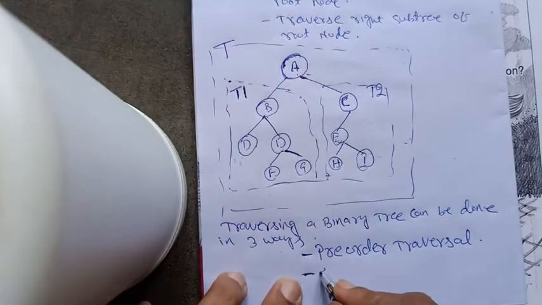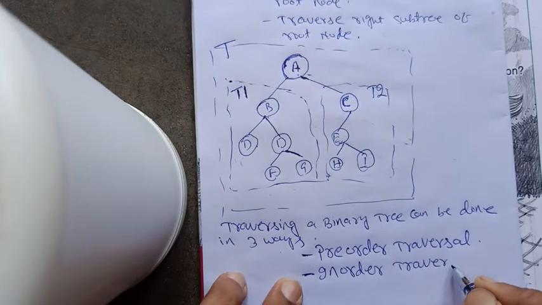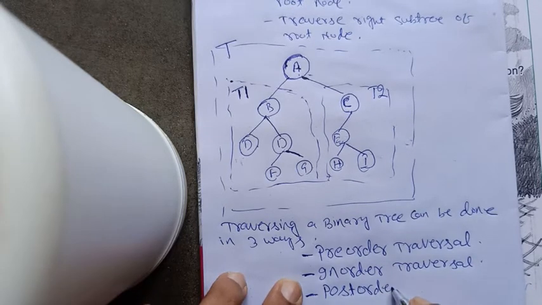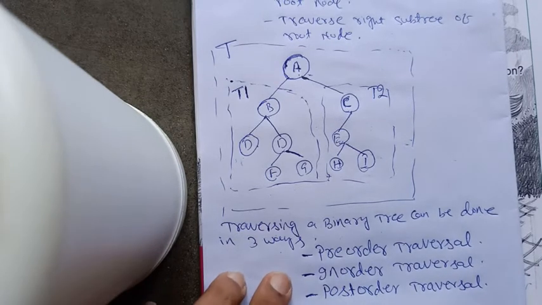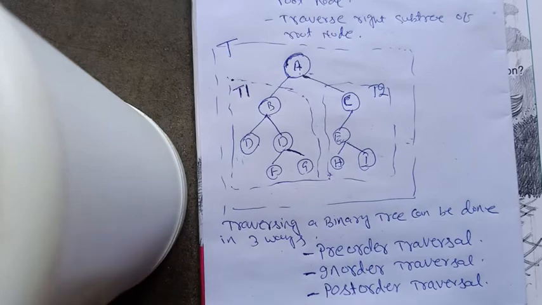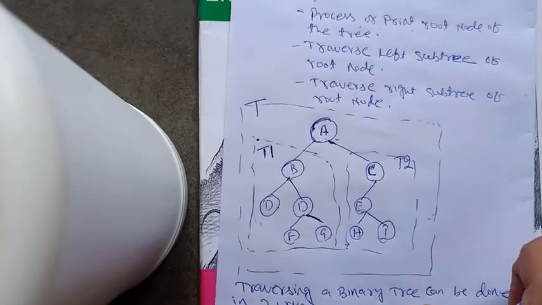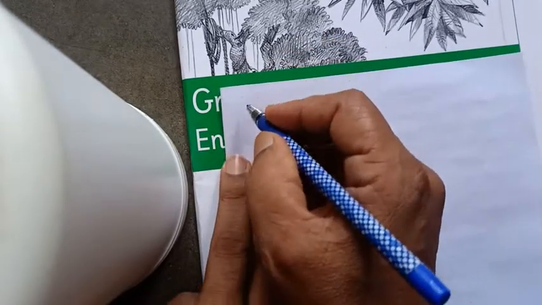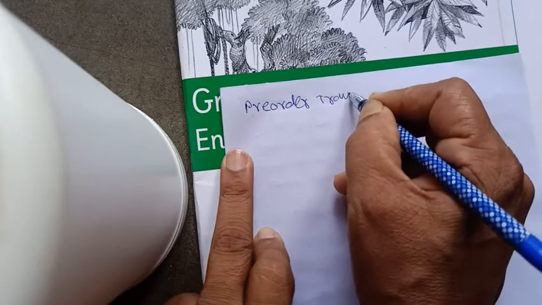Number 2 is in-order traversal. So this is another mechanism, another technique. And the third one is post-order traversal. So there are 3 different traversal algorithms available to traverse a binary tree. Now we will discuss each of them one by one. So first, let us discuss pre-order. What is pre-order traversal?